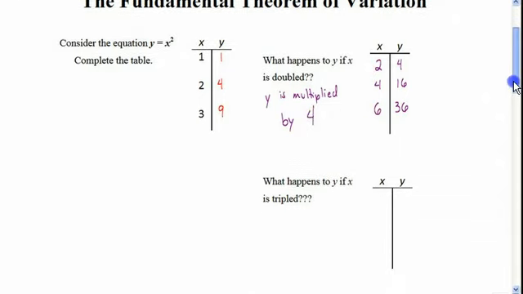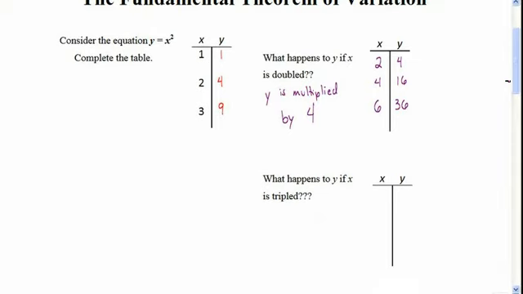What if we were asked the question, what happens to y if this time x is tripled? So going back to original values for x, let's triple each of those values. So if I triple 1 or multiply it by 3, I get 3. If I triple 2, I get 6. And if I triple 3, I get 9. So when I plug these numbers in to my equation, I'm going to end up with a value of 3 squared, which is 9, 6 squared, which is 36, and 9 squared, which is 81.